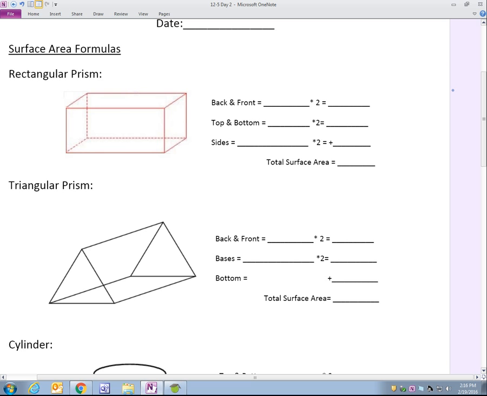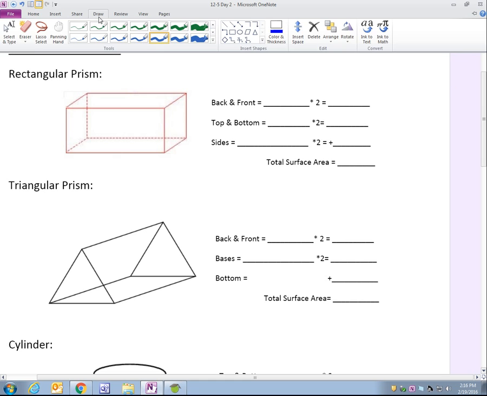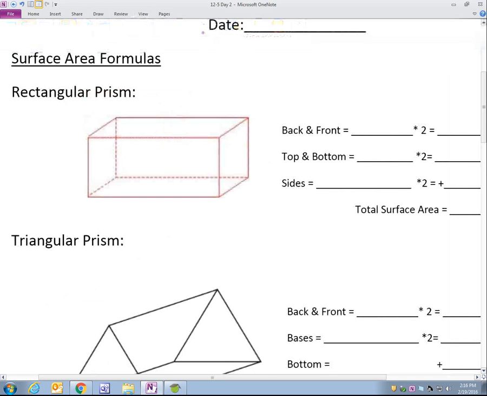I have a rectangular prism, and I'm going to measure the front and the back. So we're going to say that this is the front right here. And what shape is that? Okay, that is a rectangle. And how do you find the area of a rectangle? Length times width. But this one here is the length, but this width here is actually the height, isn't it? Okay, so I'm going to do length times height.